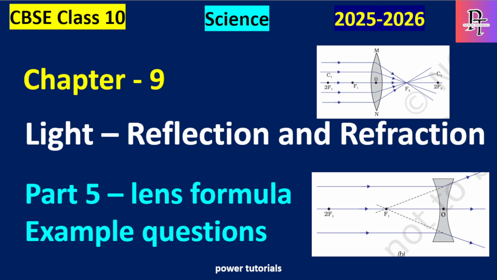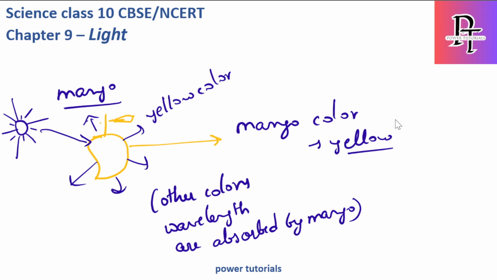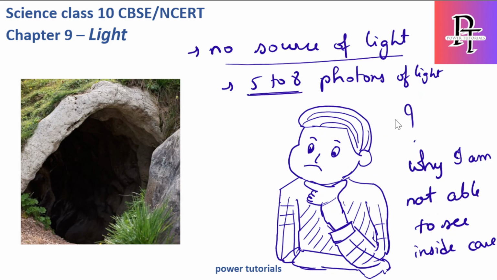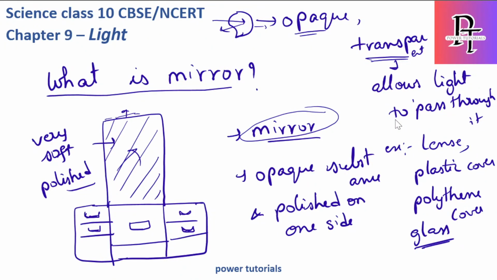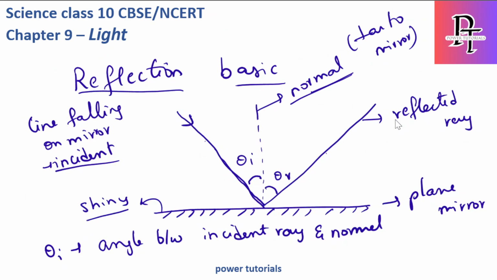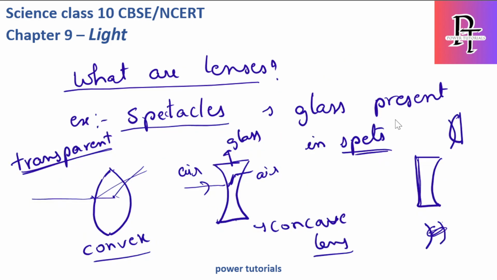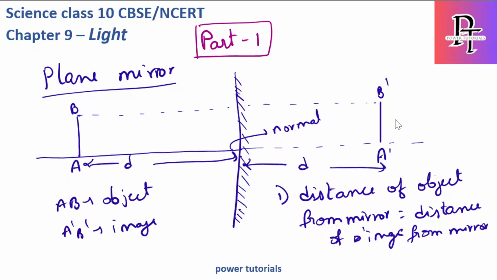Before that, a small recap of part 0 to 4 which I have covered previously. In part 0 I explained how an object can be seen, why we are able to see the yellow color of a mango, and why you are not able to see any objects inside a cave. We covered mirrors, types of mirrors, how concave and convex mirrors are formed from hollow spheres, their parts, the basic rule of reflection, what refraction is, and the basic definition of lenses. So part 0 is concluded.